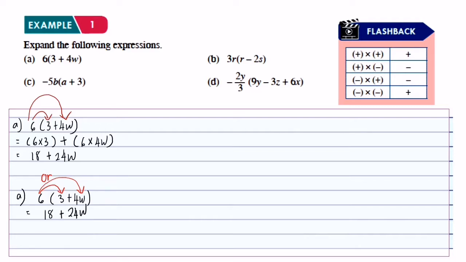Okay, so now B. 3r times r minus 2s. Okay, B. If I multiply it straight away is 3r times r equals 3r squared. 3r times negative 2s is negative 6rs.